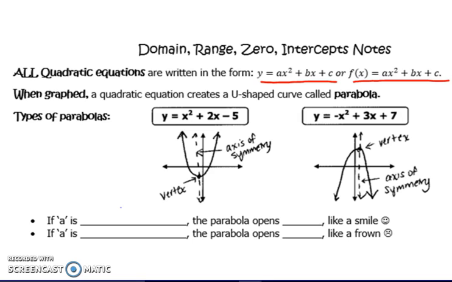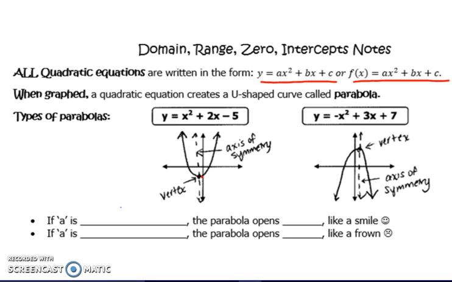Now, the graph is called a parabola, and there's going to be two different types of parabolas. There's going to be ones that face up, and there's going to be ones that face down. The vertex, and if you look at the arrow, is the point where the line of symmetry meets. So it's the middle of our graph.